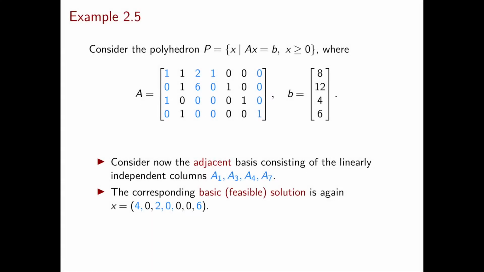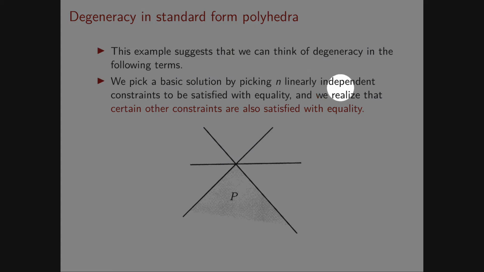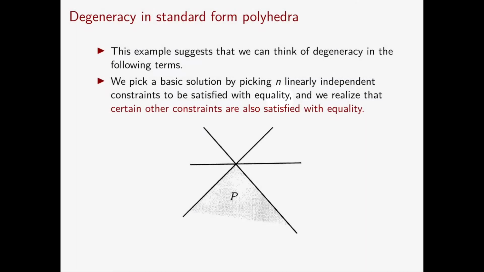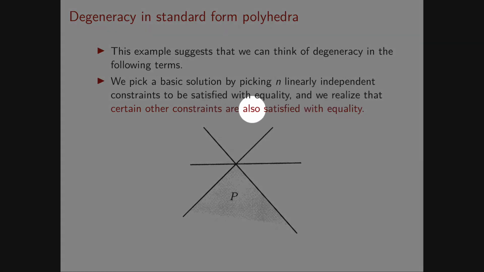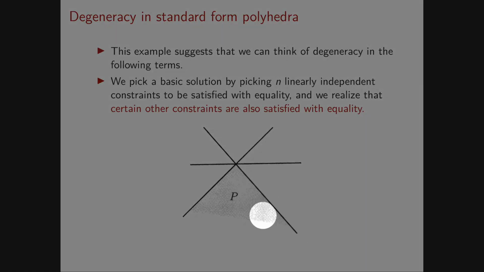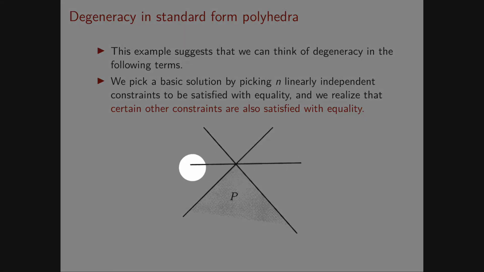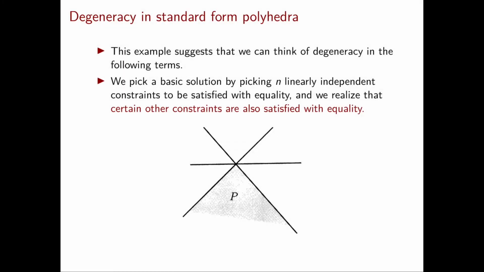This example also suggests that we can think of degeneracy in a slightly different way. We pick a basic solution by selecting n linearly independent constraints to be satisfied with equality. We obtain the corresponding basic solution, and then we just realize that certain other constraints are also satisfied with equality. For example, in this two-dimensional picture over here, let's say that we select this linear inequality and this linear inequality to be satisfied at equality. The unique point that does, which is then our basic solution, is at their intersection, and it just turns out that also this horizontal constraint is active at such a basic solution.